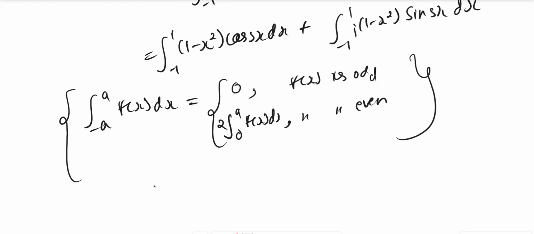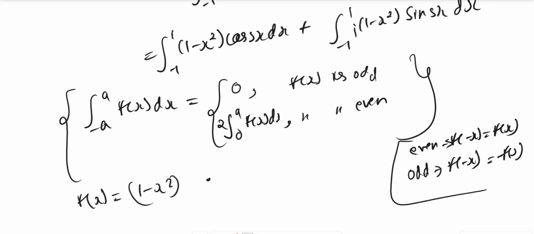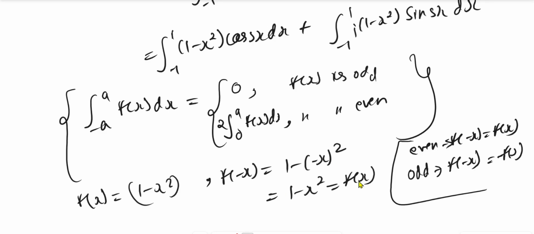So 1 minus x square क्या है? Even odd के लिए क्या होता है? If a function is even, then f of minus x is equal to f(x), and if a function is odd, then f of minus x is equal to minus f(x). Now, अगर हम इसको f(x) ले लेते हैं, then f of minus x is equal to 1 minus x के place पे minus x का whole square, जो क्या होगा 1 minus x square, which is equal to f of x.